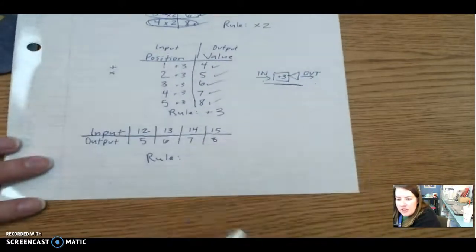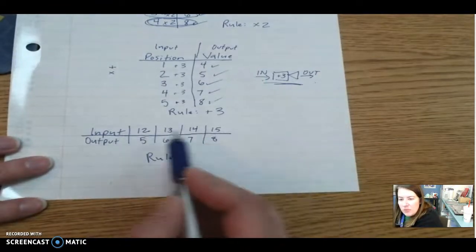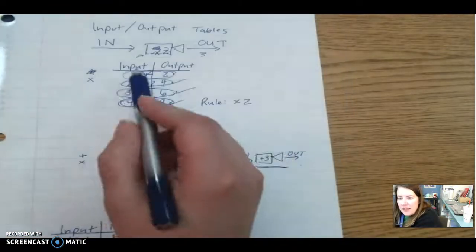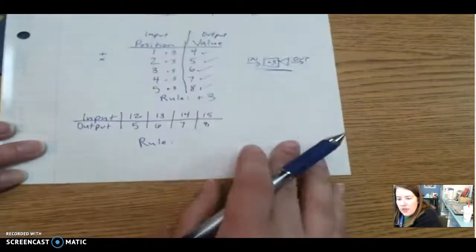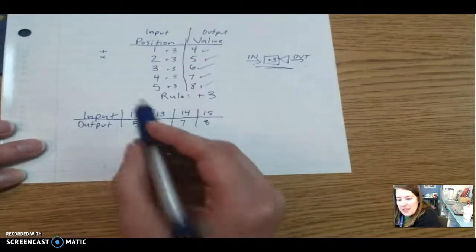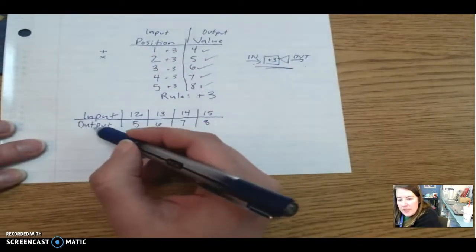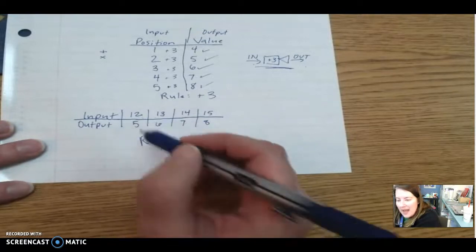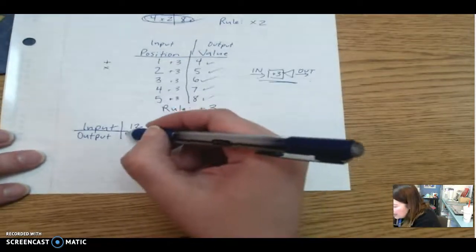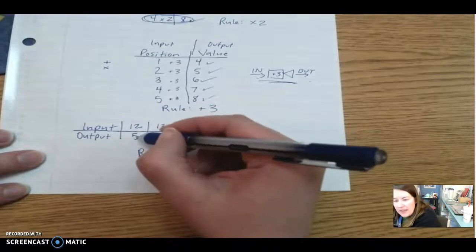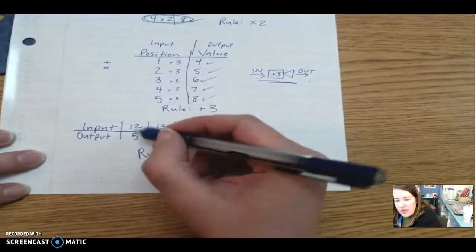All right, let's check this one. Sometimes you'll see them written instead of up and down like this, input, output. You'll see them written sideways like this, but inputs on the top, outputs here at the bottom. So again, you are still always looking between the input and the output sections. So you have to compare.